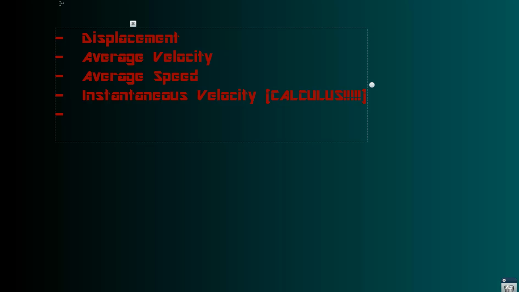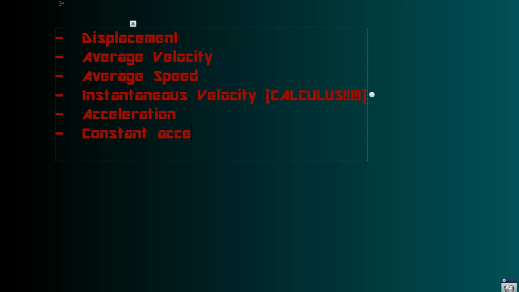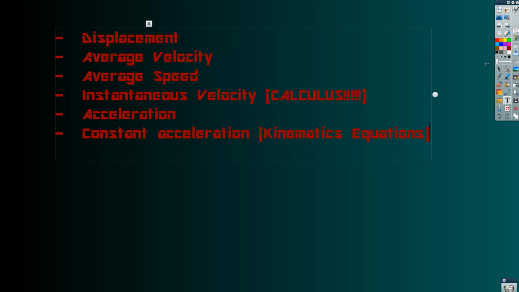And I hope to discuss acceleration. And in particular, one special case, constant acceleration. And you probably remember this from a few years ago as kinematics, or using the kinematics equations. So I'll show you those, and that should about do it for this video. Sound like a plan? All right.